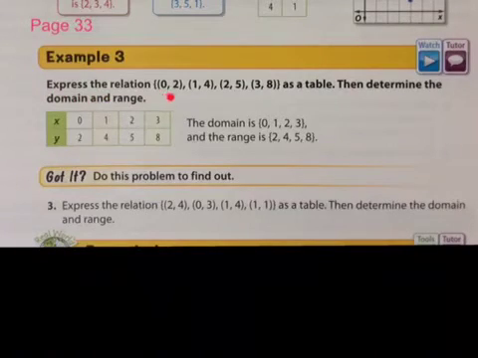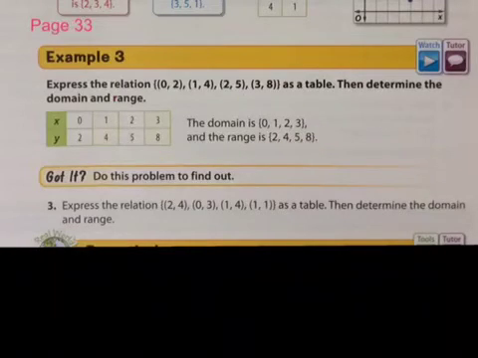Express the relation (0, 2), (1, 4), (2, 5), (3, 8) as a table. Then determine the domain and range. Okay, so for our domain, we have all the x values, all the x coordinates. So we have 0, 1, 2, 3. There's our domain. The domain is 0, 1, 2, 3. And our range is 2, 4, 5, 8. You can see, and the range is 2, 4, 5, 8.